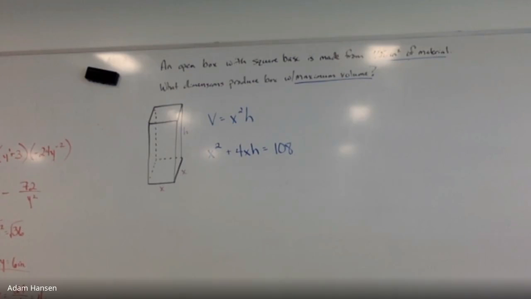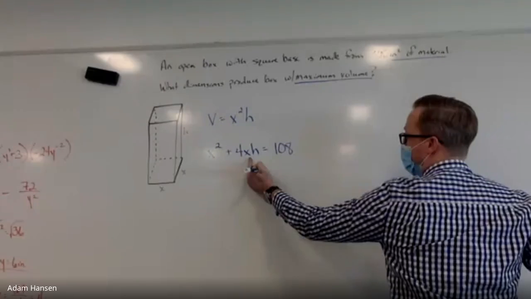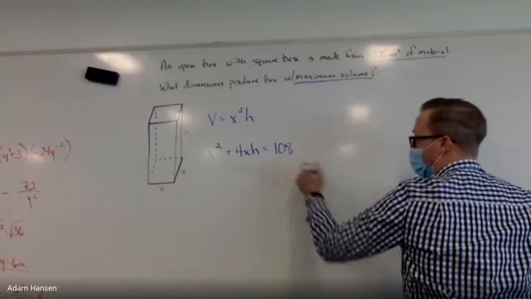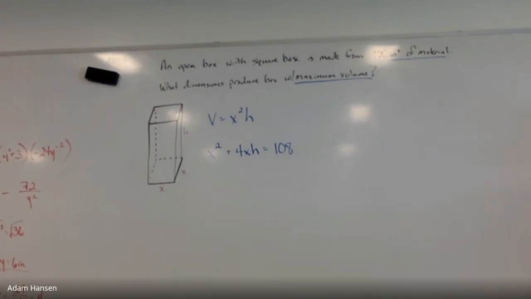Primary equation. We want to maximize the volume, so V equals x squared times h. We have a constraint. I only have 108 square inches of material to produce this box, so the total surface area of x squared plus 4xh has to be equal to 108. Question so far?